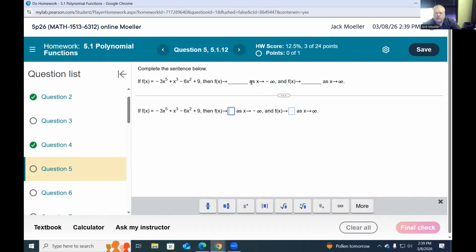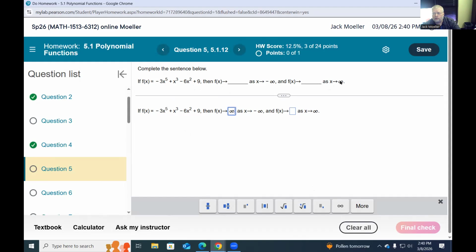I kind of wish they would put the as x goes to negative infinity first. But as x goes to negative infinity, so as x goes to the left, what are the y values doing? Well, to know what the y values are doing, we need to know what the end behavior is. So we need the degree, which is 5. So that tells us S shape. It's a negative leading coefficient, so it's a downward S shape. So as we go to the left, we're going up. So since we're going up, the y values are going to positive infinity.